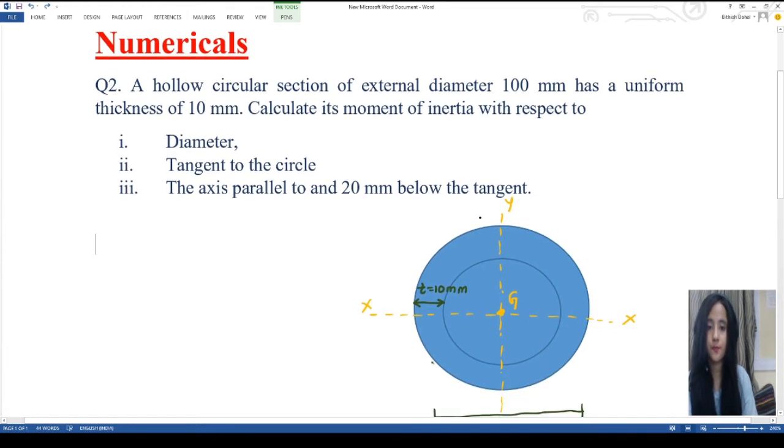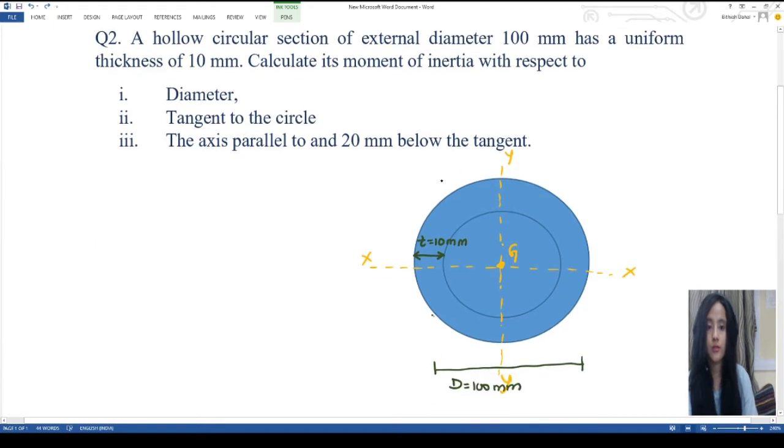Right, so now for this numerical, I have already drawn the diagram here. It's a hollow circular section, and the external diameter of this hollow circular section is given equal to 100 mm, and it says that it has a uniform thickness of 10 mm, which means over here also the thickness is 10 mm, it's uniform. Okay. Calculate its moment of inertia with respect to diameter. Now, before we go into solving this numerical, let us find the internal diameter.